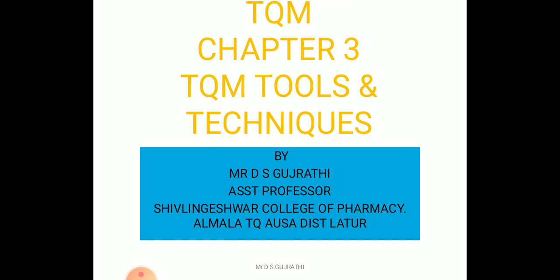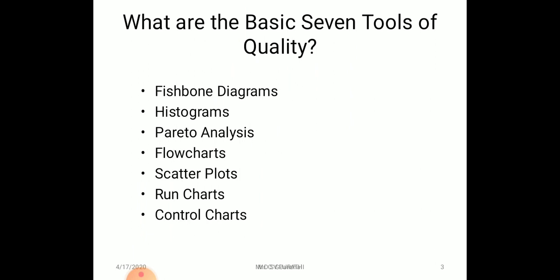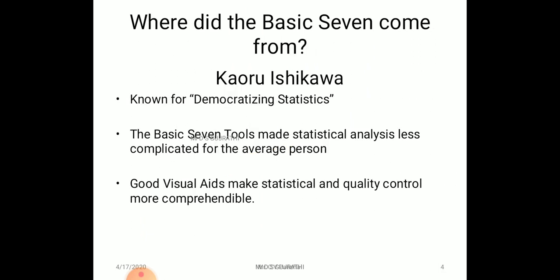Today, we will study chapter 3 of Total Quality Management, that is TQM Tools and Techniques. In this, the first point is the basic 7 tools of quality. Now, what are the basic 7 tools of quality? There are 7 basic tools, and these are fishbone diagram, histograms, Pareto analysis, flow charts, scatter plots, run charts, and control charts.